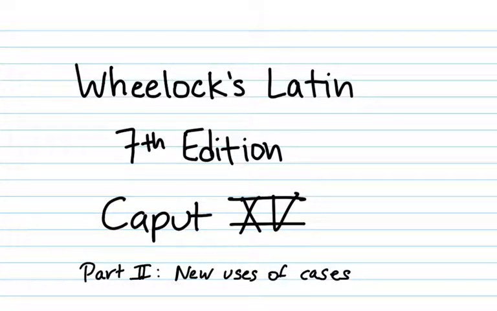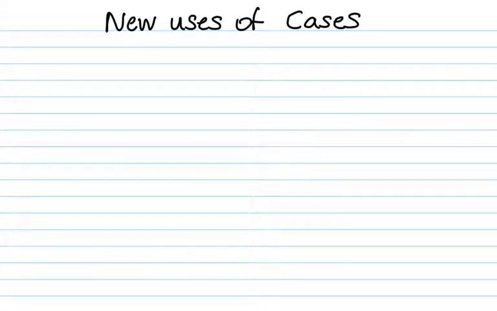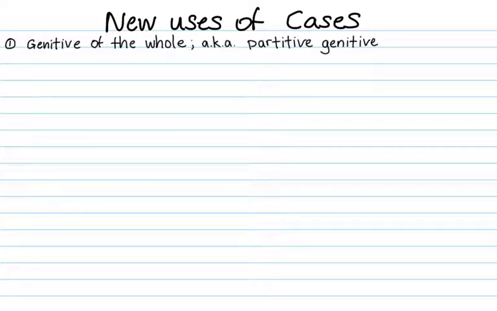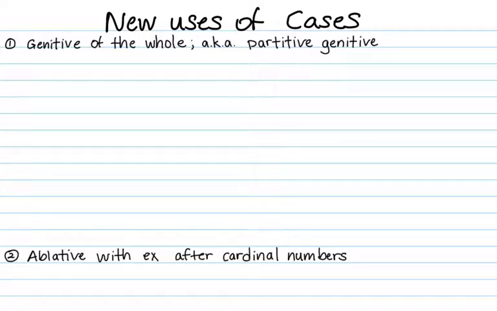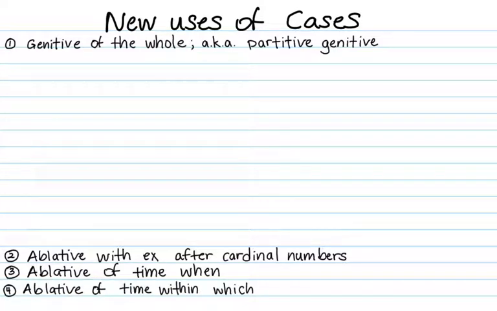In this one, we're going to look at the new uses of the cases that you learn in this chapter. There are 4 new uses of the cases in this chapter. The first one is the genitive of the whole, otherwise known as the partitive genitive. The second one is the ablative with the preposition ex after cardinal numbers. There's also the ablative of time when, and the ablative of time within which. We'll look at them one by one.